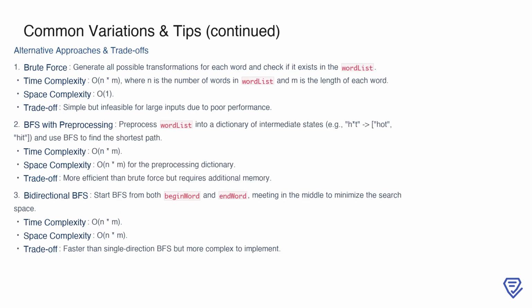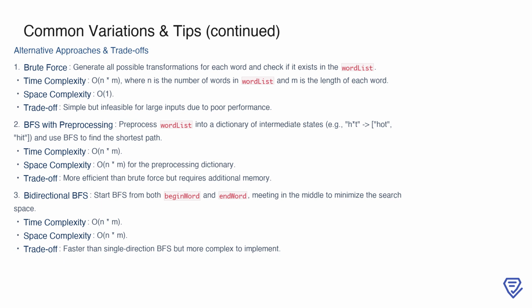Finally, let's explore some alternative approaches and their trade-offs. The brute force approach involves generating all possible transformations for each word and checking if they exist in the word list. While this method is simple to implement, it's highly inefficient, with a time complexity of n*m, where n is the number of words and m is the word length. It also has minimal space overhead, but the poor performance makes it impractical for larger inputs.